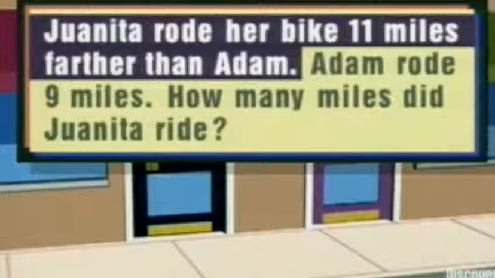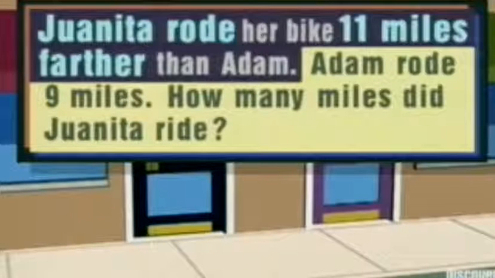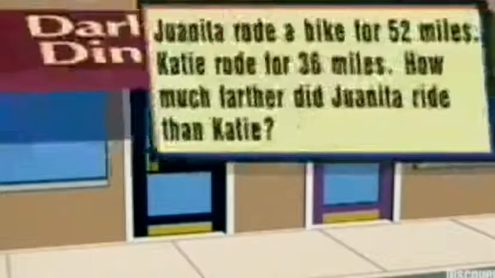The first sentence says that Juanita rode farther. The first sentence tells which person is the big number. Who is the big number? Juanita is the big number. She rode farther. Here's a different problem.